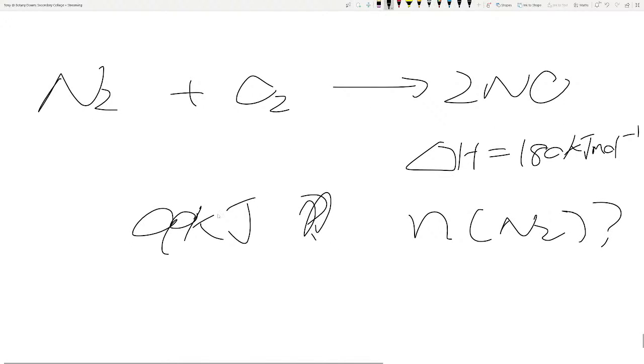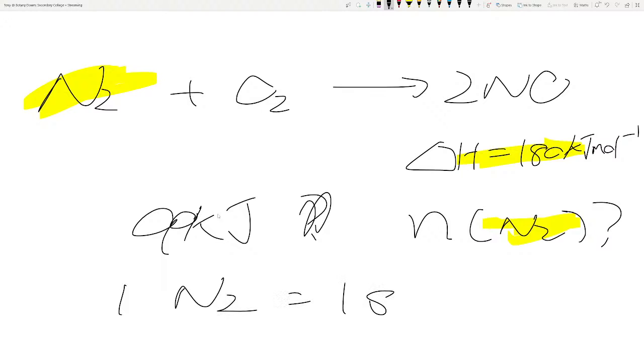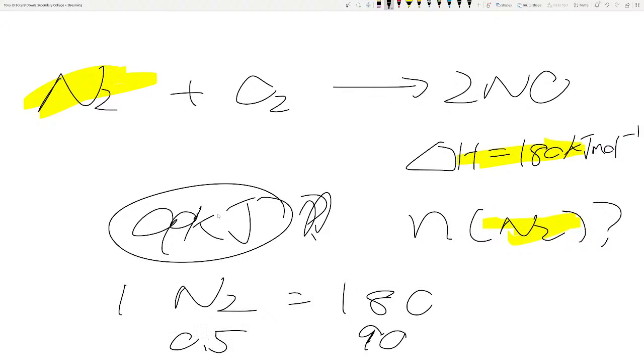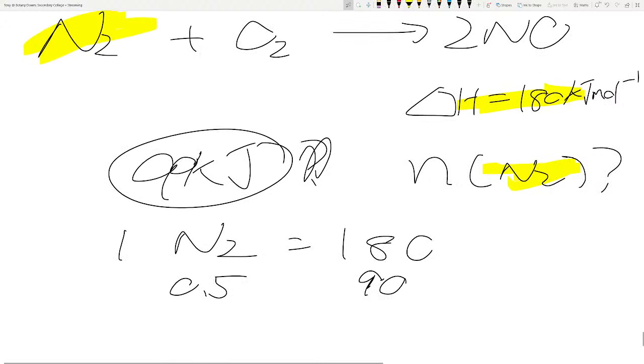So you just look here. Which species am I interested in? N2. So find N2. Look here. 1 mole of N2 is 180. All right. Now, how much energy do we release? 90. How much N2? Half. Done. All right. No more calculation.